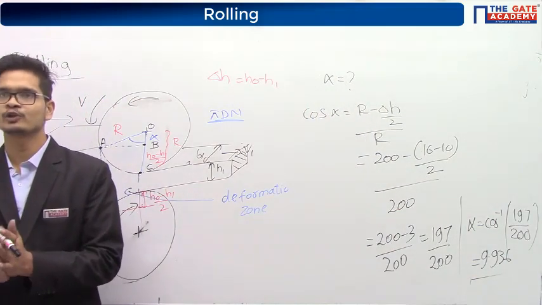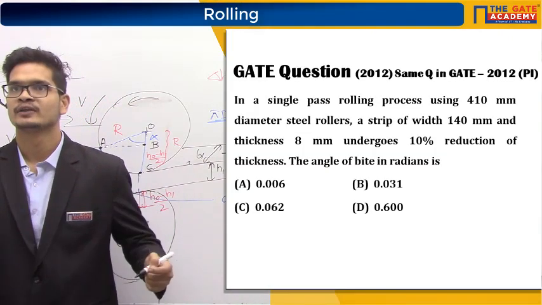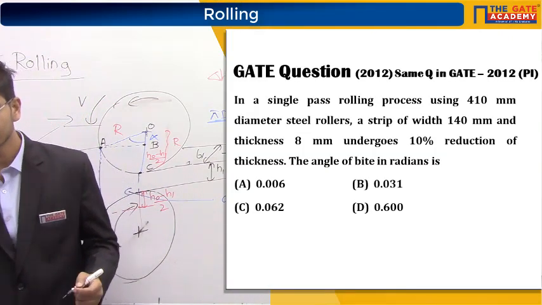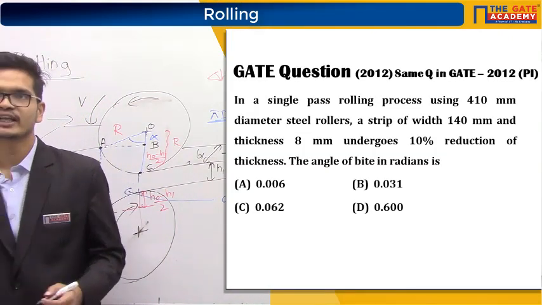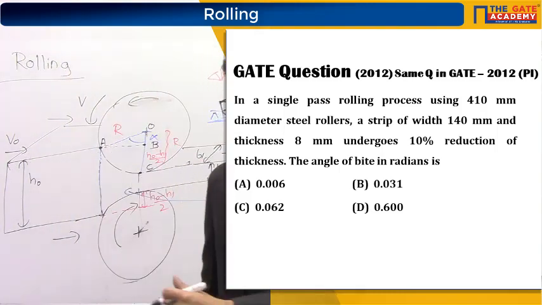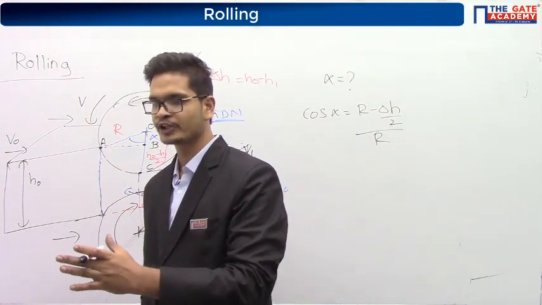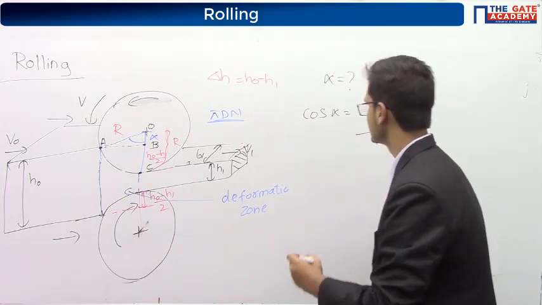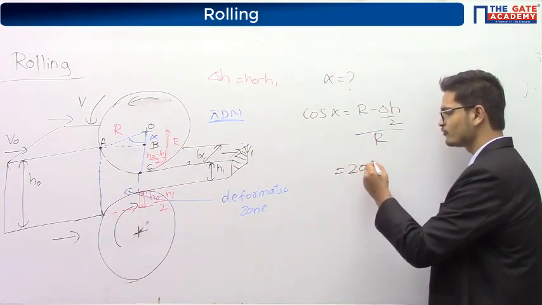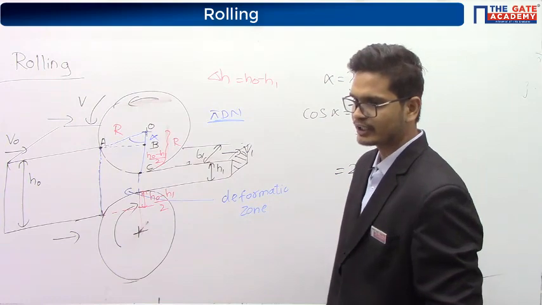Try this question. Get to the 12th question. Vishal is saying option C. I think C is the right answer, but I'll have to calculate the exact answer. In a single pass rolling using 410 mm diameter steel rollers, the radius becomes 205 minus delta H by 2.